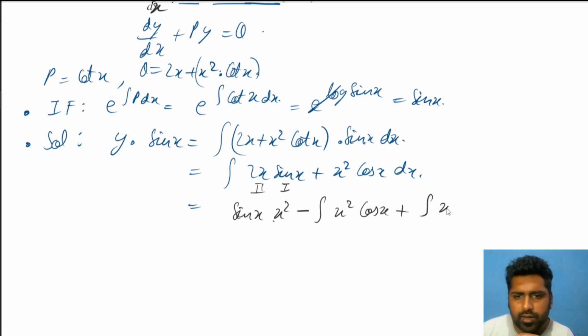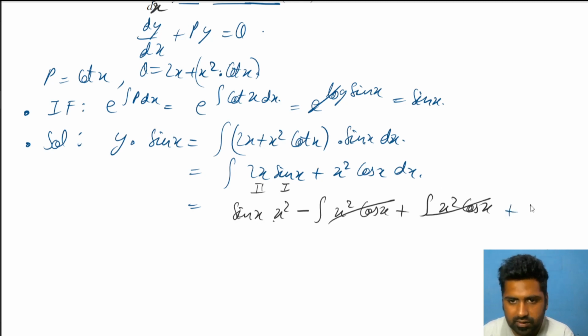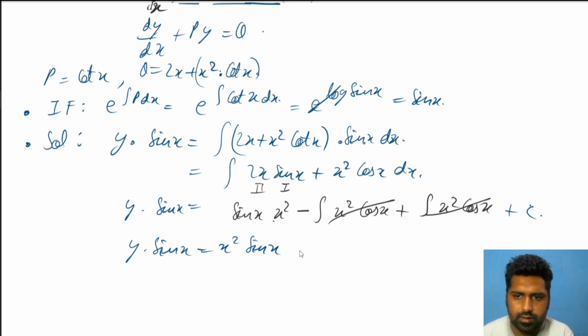And look at that, what happened. Integration of x square cos x, so what happens is we don't have to integrate this now, they cancel. So plus c, of course. Okay, so we got ourselves y sin x like this. So y sin x is equal to x square sin x plus c.